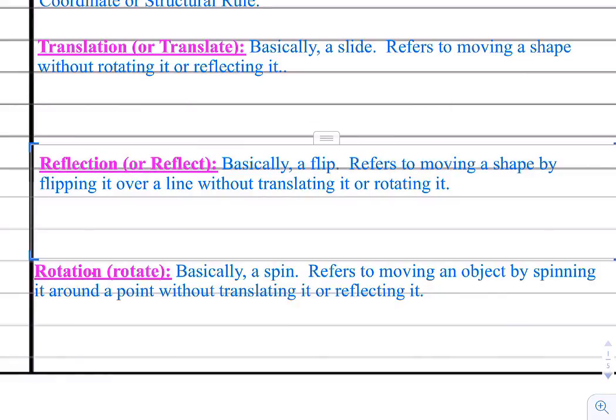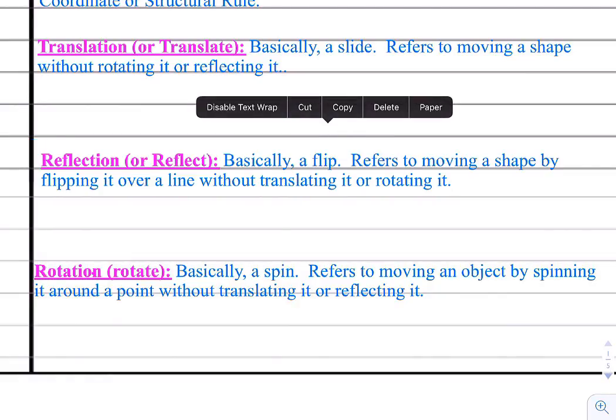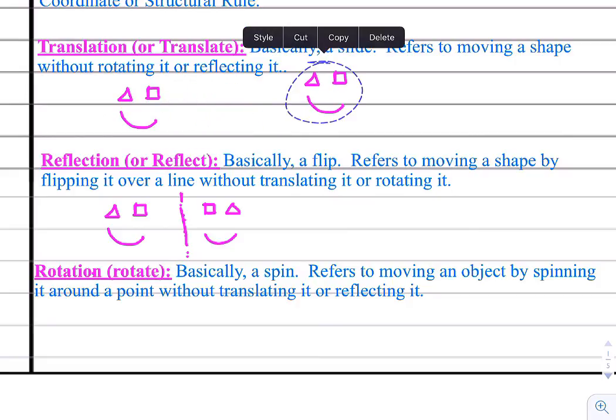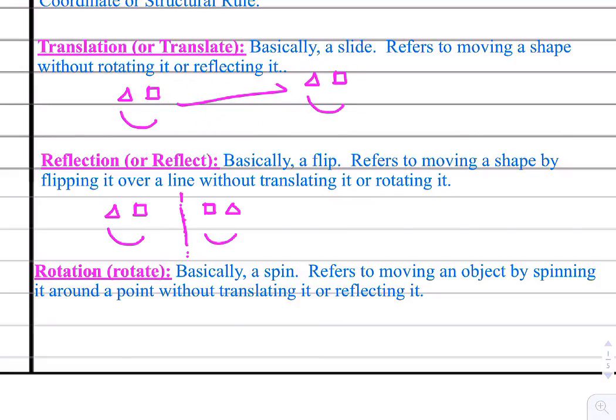And so let's say I have this face right here, and I want to move it across this line. So I'm basically going to be flipping over the line in the same way that you see a mirror image. Okay? And so that's going to be your reflection. Whereas a translation, if I can just copy this, refers to more like me starting here and then ending up over there. And so I just moved it in that direction.